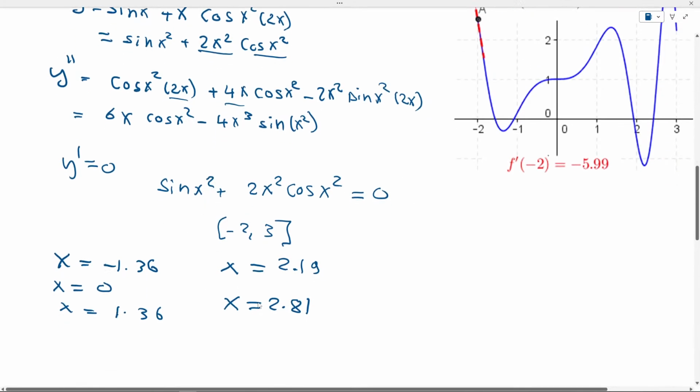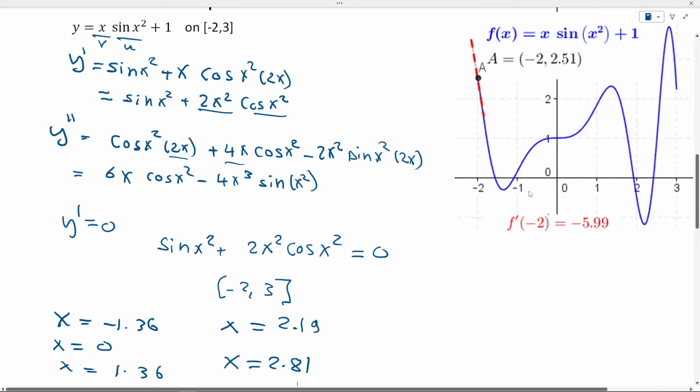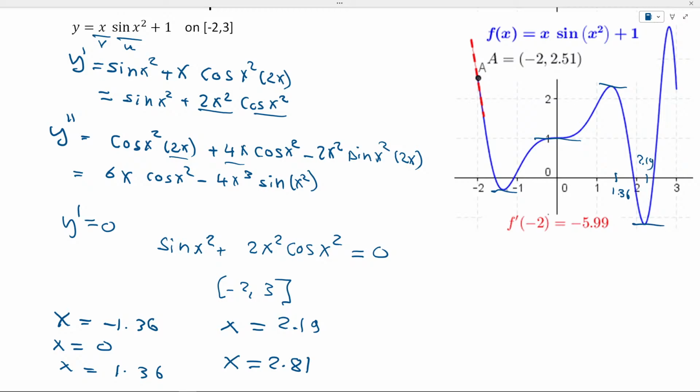And these are my critical points. You can see here, at minus 1.36, I have a critical point. At x equal to 0, I have another critical point. At 1.36, which is here, I have another critical point. At 2.19, here, I have another critical point. And at 2.81, here, I have another critical point.